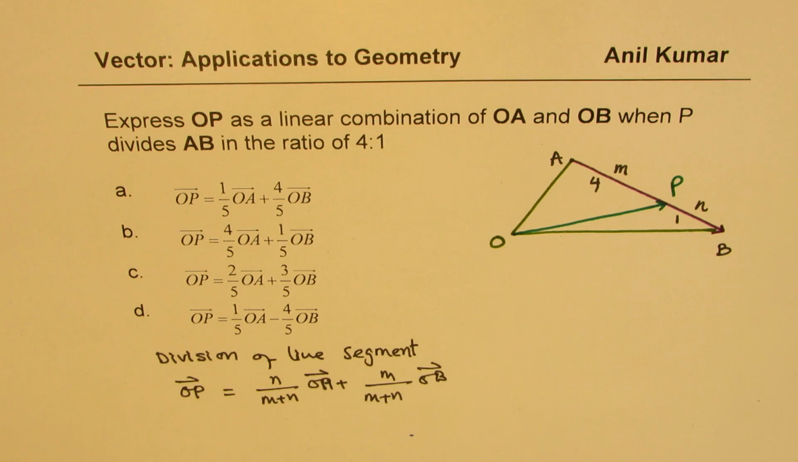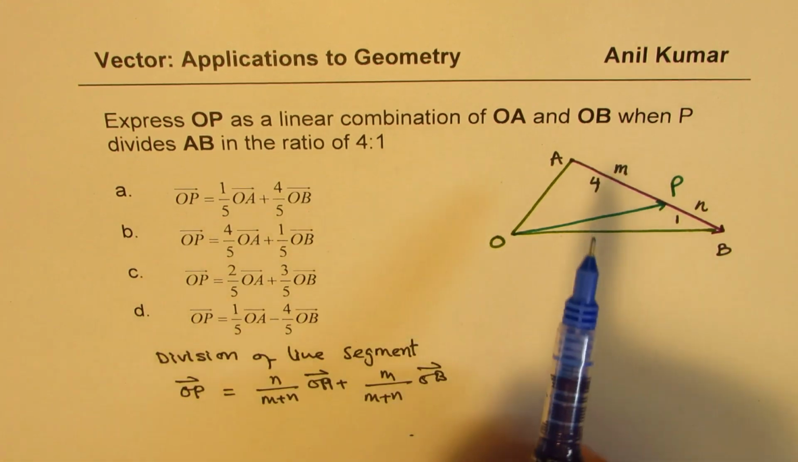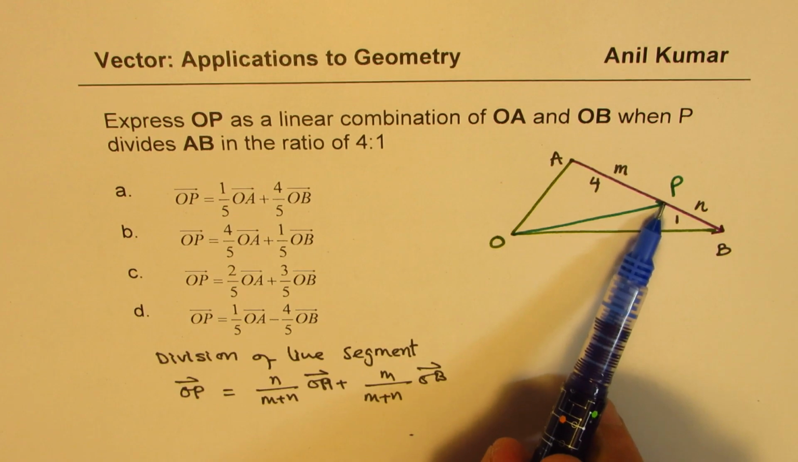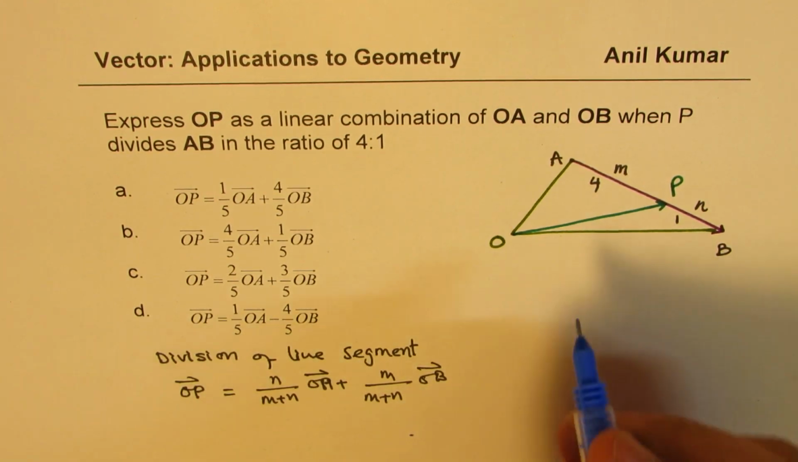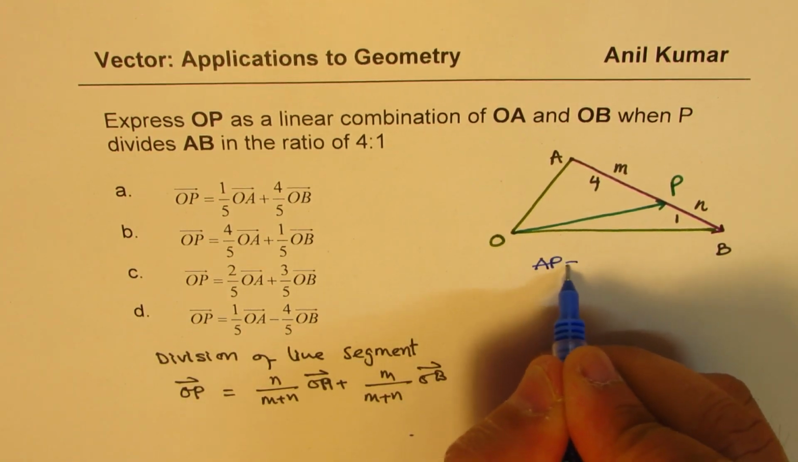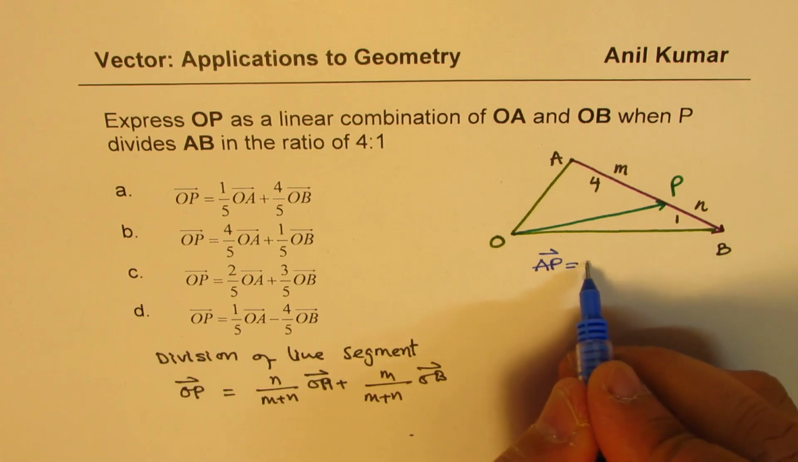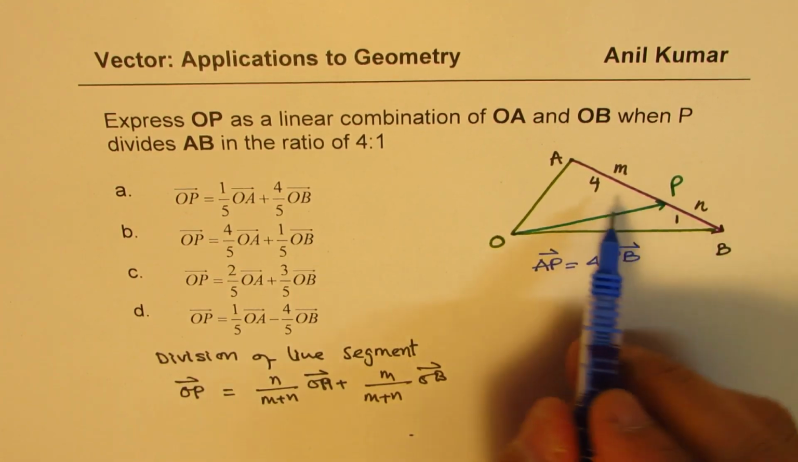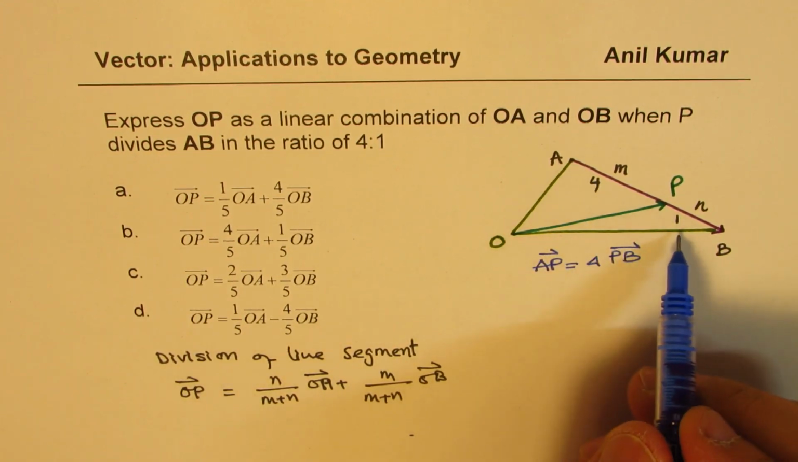Now let us say that you do not remember this formula. Then how are you going to do it? So that's the whole idea. So let's look into this. So AP is 4 and PB is 1. That is the ratio. So we could write this as AP is equal to 4 times PB, right? Since P is dividing this in the ratio of 4:1.